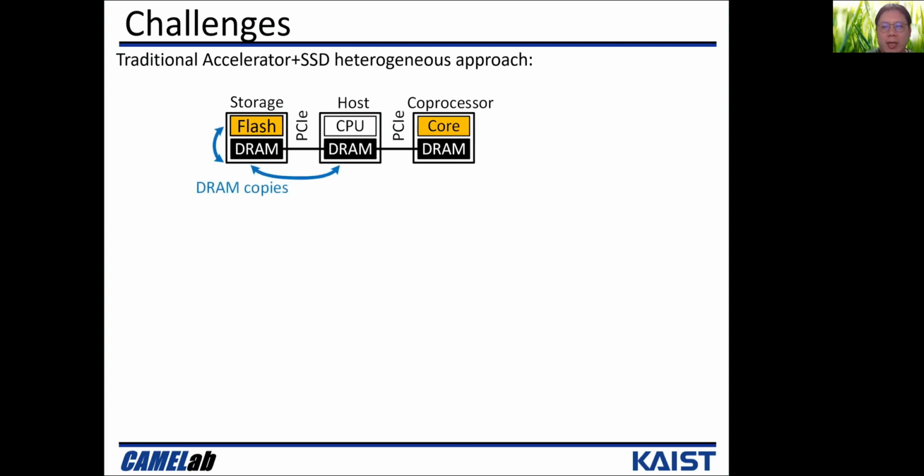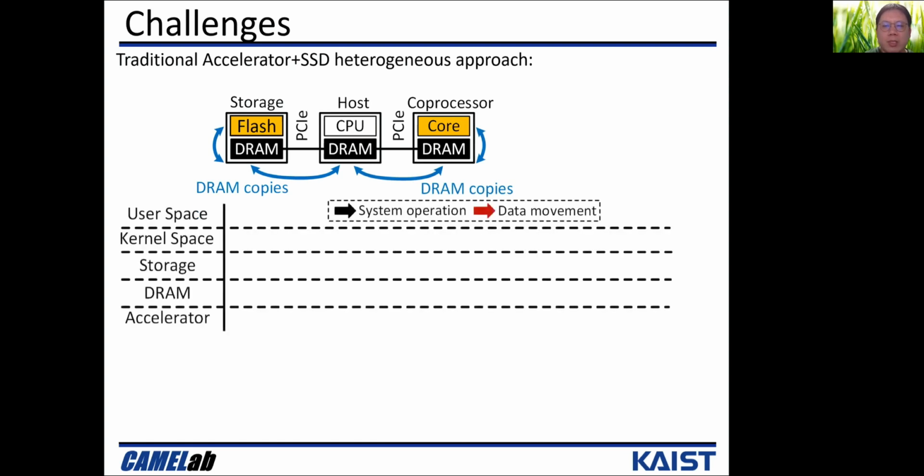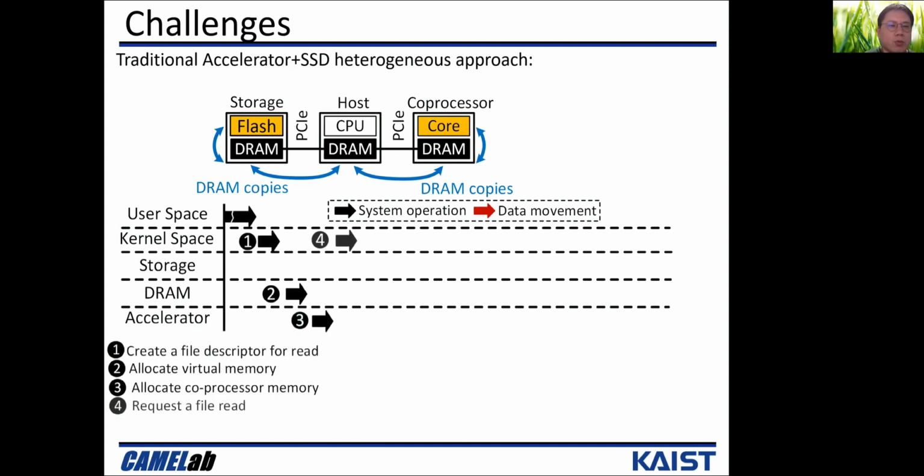Before the accelerator can access data, we need to move the data from the storage to the host first, and then move the data from the host to the accelerator. During this procedure, the host needs to handle multiple software works. For example, we need to create a file descriptor for the read access. We also need to allocate the virtual memory and allocate the memory for the coprocessor. We need to request the file reads and allocate the physical memory. Afterwards, we need to generate the request for the data.